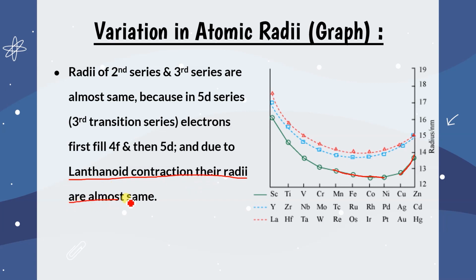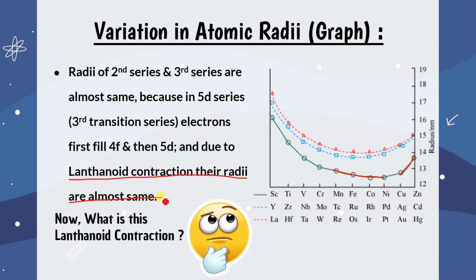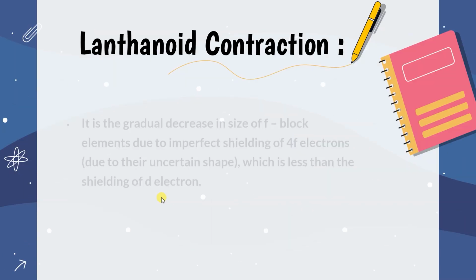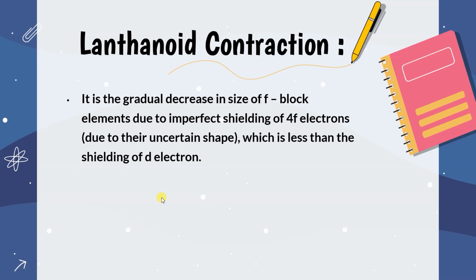So now the question is, what is the lanthanoid contraction? Thinking. You also think what it can be, lanthanoid contraction. Okay. So let's get to know about it. Lanthanoid contraction. It is the gradual decrease in size of F block elements due to imperfect shielding of 4f electrons. This is the definition of lanthanoid contraction you have to learn. Okay. And this question will be asked, like many times it has been asked.